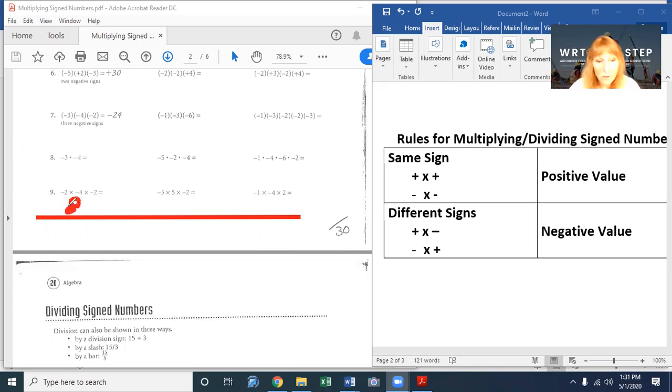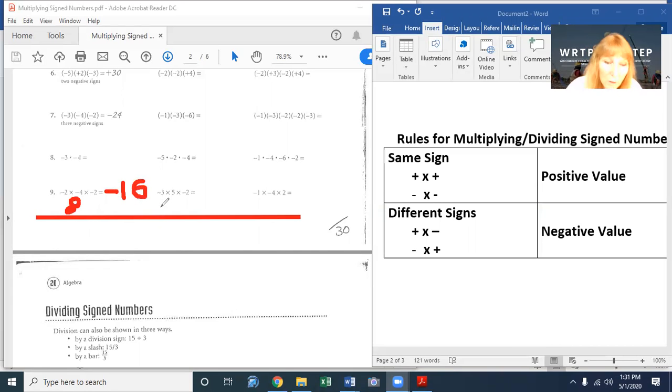But then you have to multiply that positive 8 times the last number here, -2. Now you have a positive number and a negative number, so different signs, the answer will be negative. So 8 times -2 will give you -16. Again, take them in pairs.